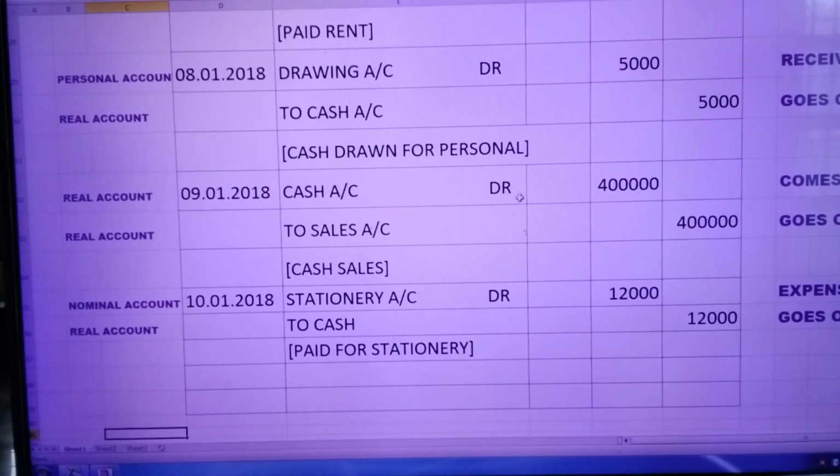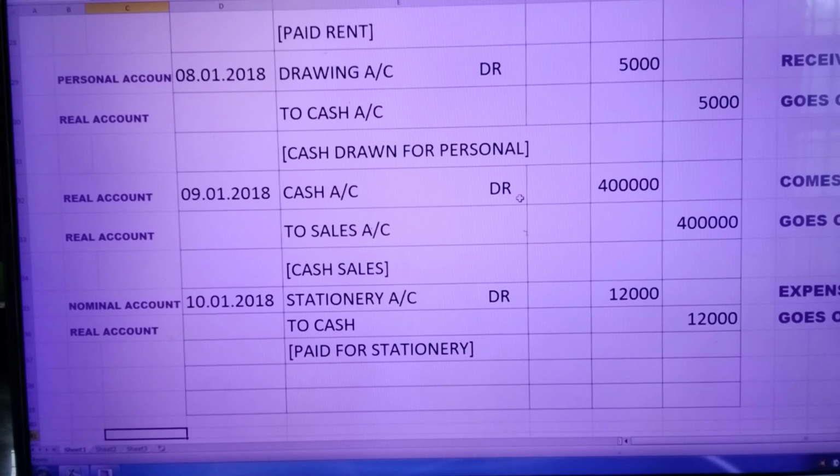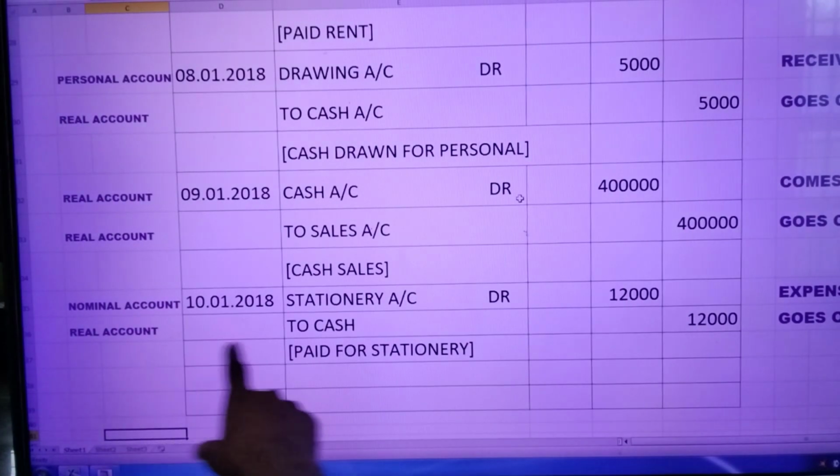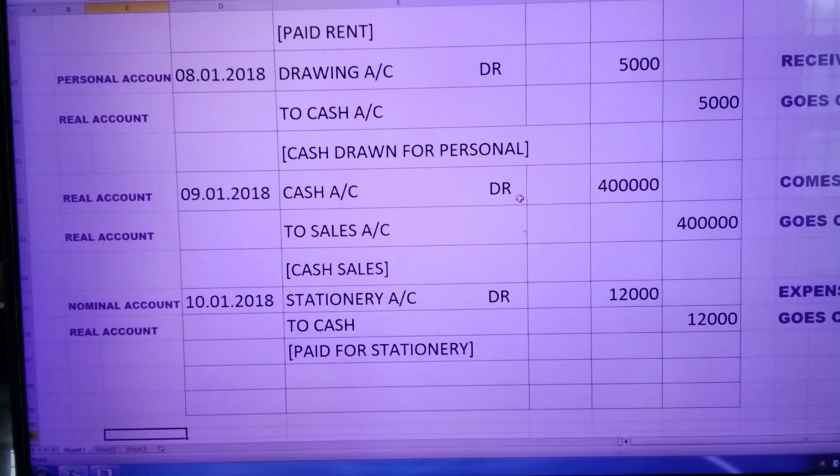Over. What happened? Ramesh and Co is buying stationery, cash is going out. Am I correct or not? Definitely. Which family does cash come in? Real account. It goes out. That's why credit what goes out, real account, to. Everything is over. All entries are successfully over.